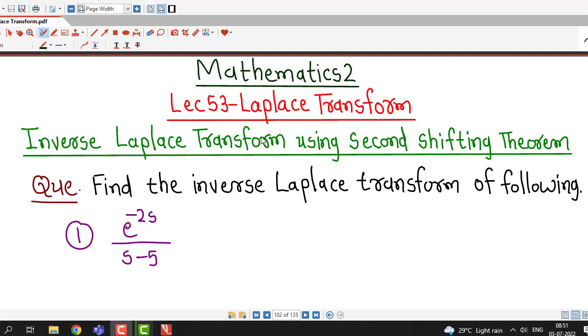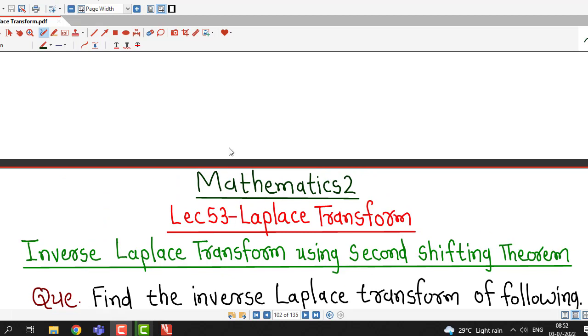In lecture number 52, we have discussed how we can obtain inverse Laplace transform using second shifting theorem. In this lecture also we will discuss some more problems on finding inverse Laplace transform using second shifting theorem. So first we recall the inverse Laplace transform using second shifting theorem.